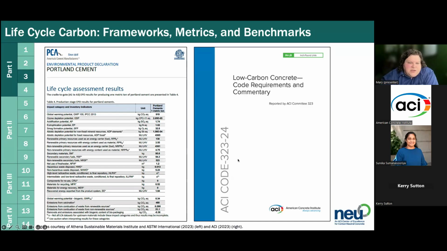And then we also mentioned a little bit about the ACI code 323, which just came out 2 years ago, I know, or 24, however long that was ago. And this is a really cool, big step, I think, toward helping industry and engineers to start to really consider what goes into the concrete mixture instead of just how strong it is. And so this is a really good method for doing that. And we're hoping that this guide will help provide some of the background information for that low carbon concrete code.